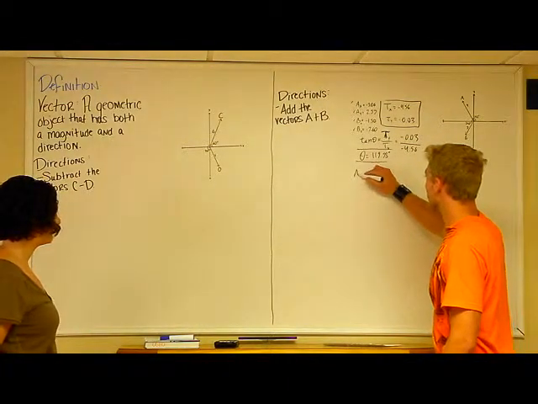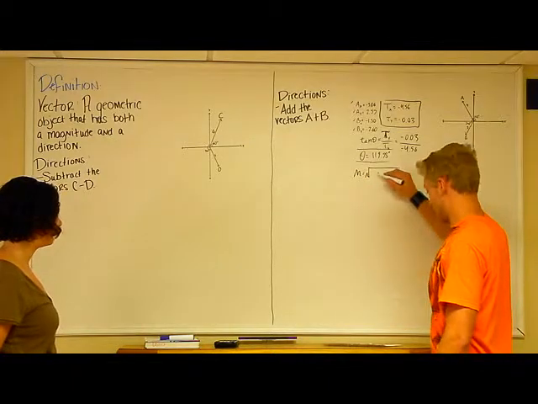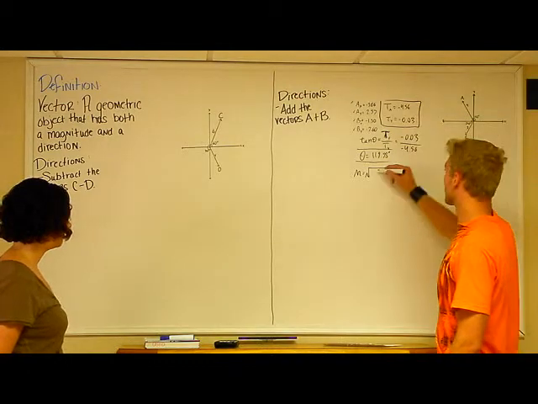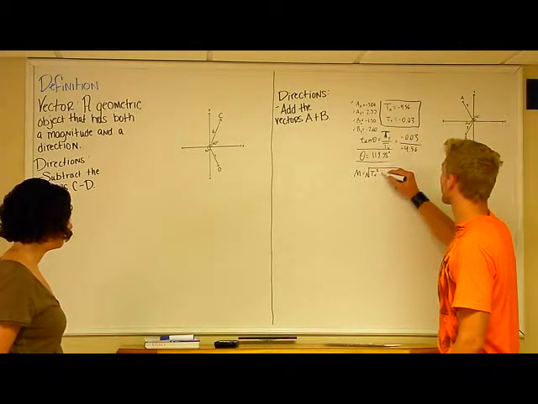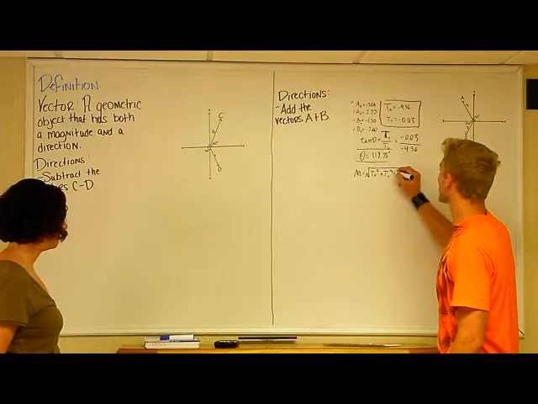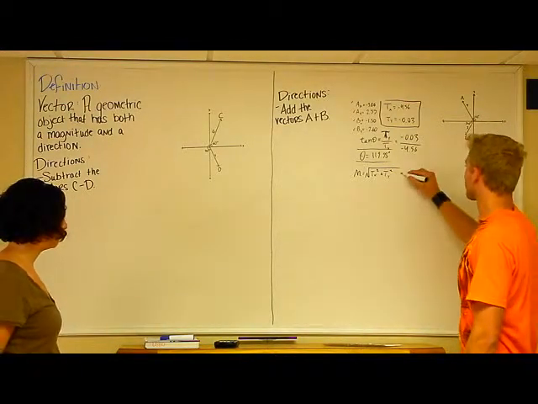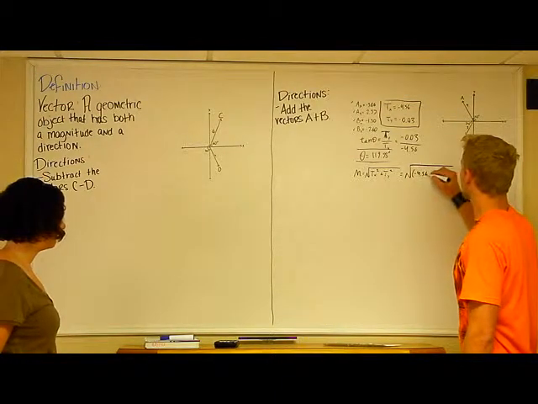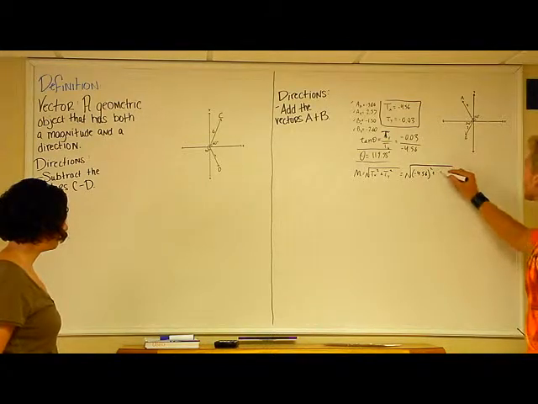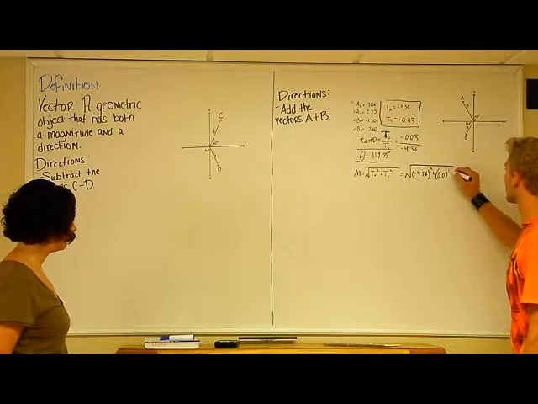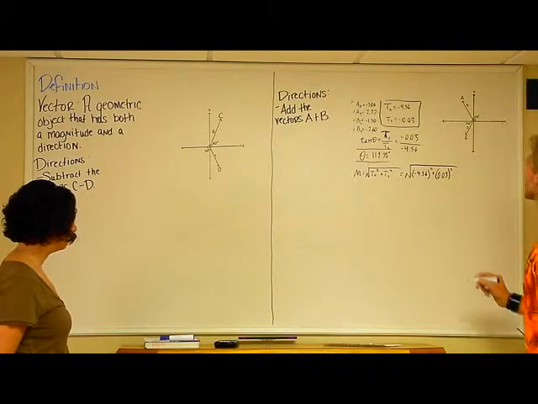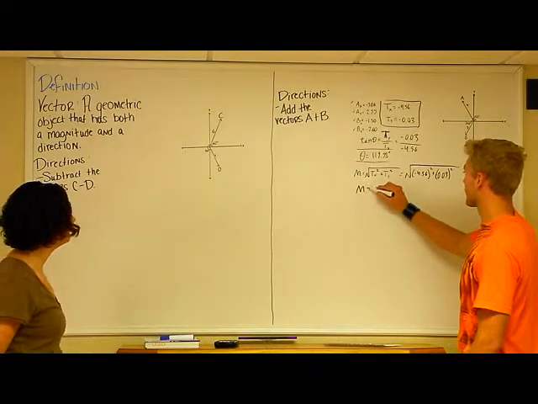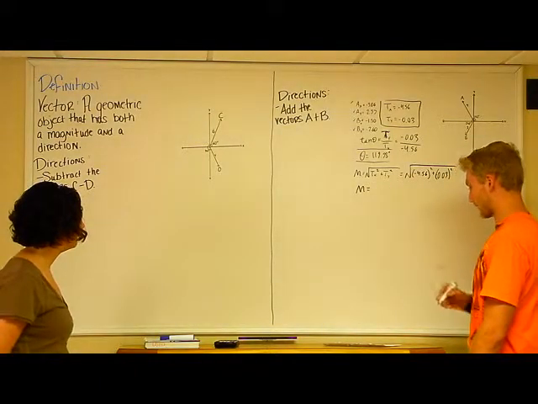Now we can find our magnitude from our X and Y values. Magnitude is equal to the square root of Tx squared plus Ty squared. That's negative 4.56 squared plus negative 0.03 squared. Solving that, we get our final magnitude of 4.56.